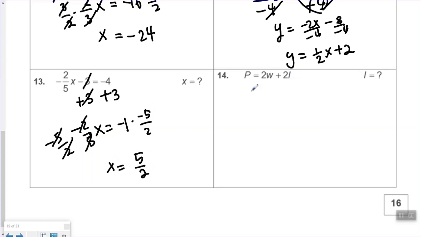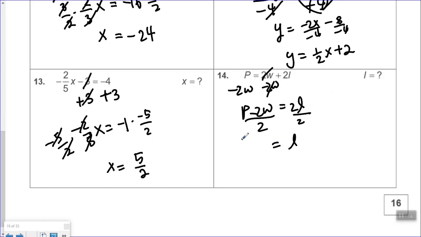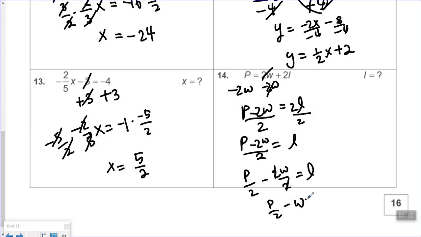Okay, we are solving for L. Subtract 2w on both sides. P minus 2w will be 2L. Divide both sides by 2. L equals P minus 2w over 2. So this can be an answer, but if you want to simplify more, you can do it. This is the same as P over 2 minus 2w over 2. So you can cancel this. So P over 2 minus w equals L.